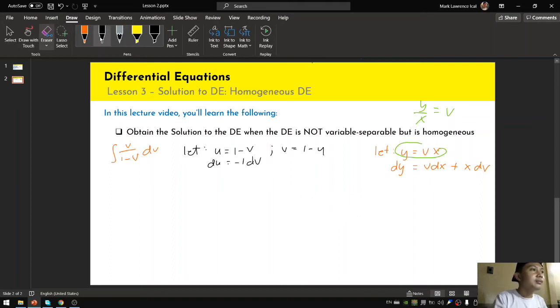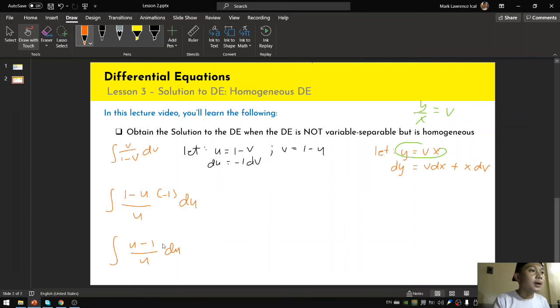Now, try to substitute this one. Okay, so try to substitute. So integral of rv is now 1 minus u, and ru is 1 minus v. This is going to be du, but it's going to be a negative 1. Okay? So, pwede naman natin ipasok in actually dito. So, minus 1 and then du. So, simplify na lang natin. So, magiging u minus 1 over u du.